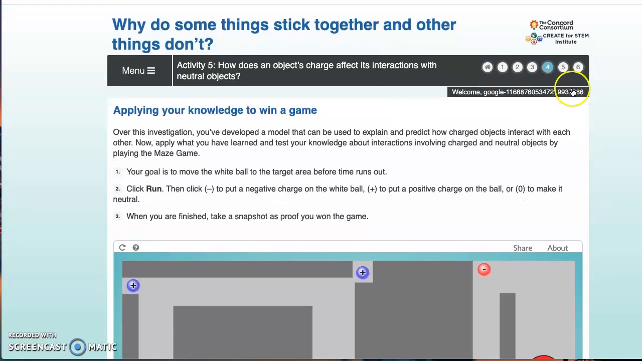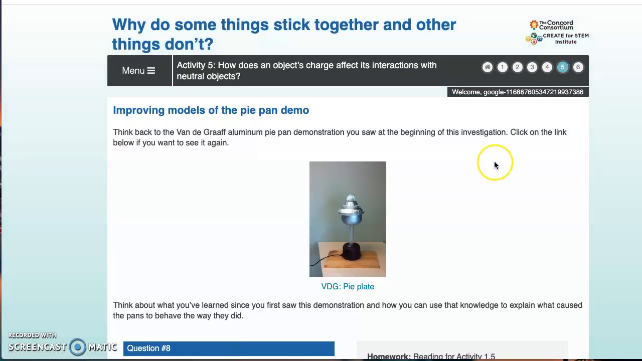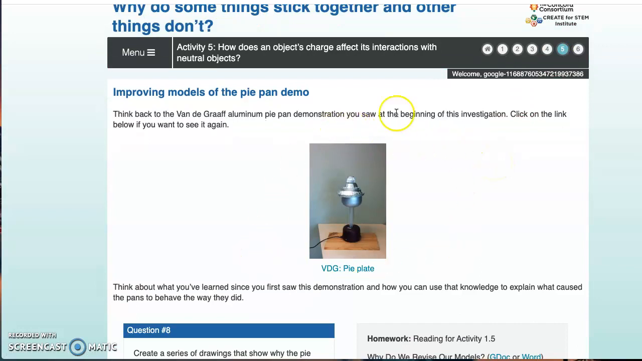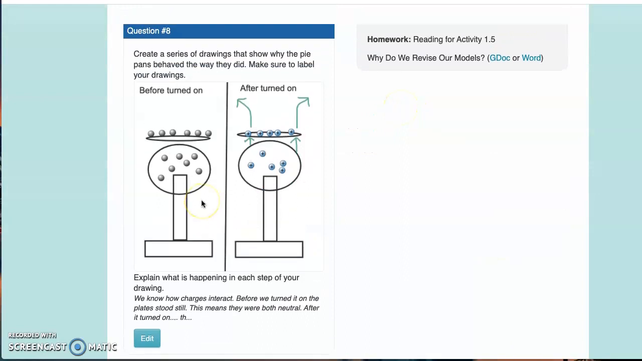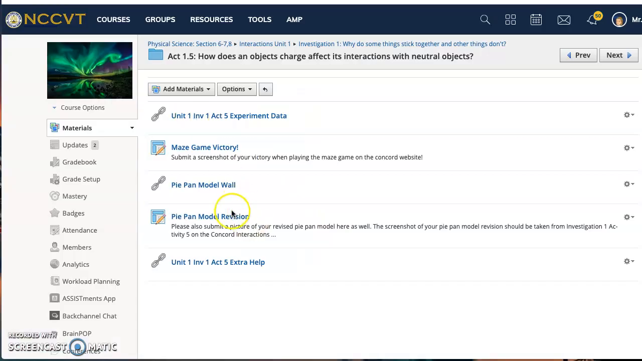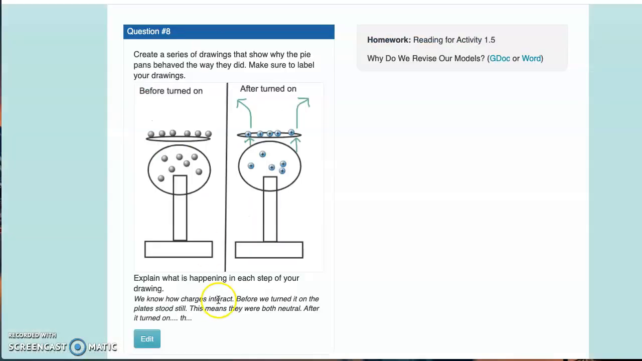Moving on. We've seen this video before. You're taking a look at it again, and it's going to ask you to draw a model. You're also going to take a screenshot of this, and that will be submitted here. So we're submitting a screenshot of our maze game after we've won, and then our PyPan model revision after we have completed it.